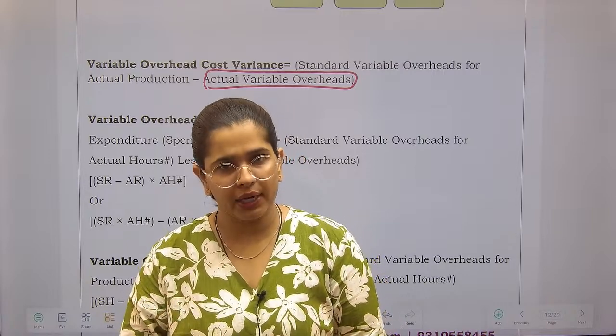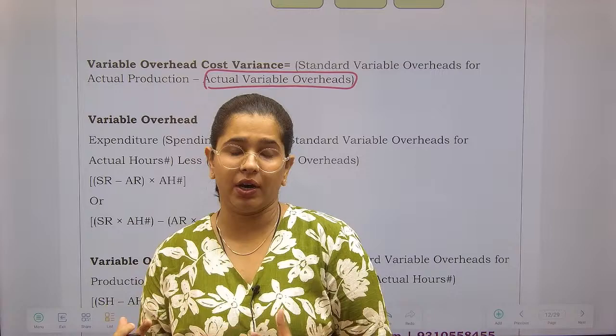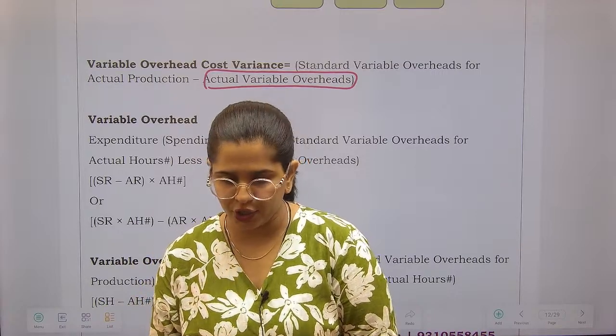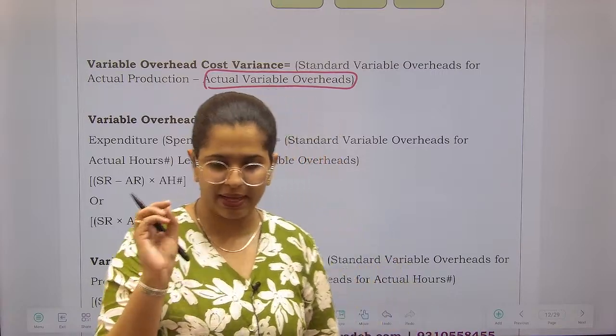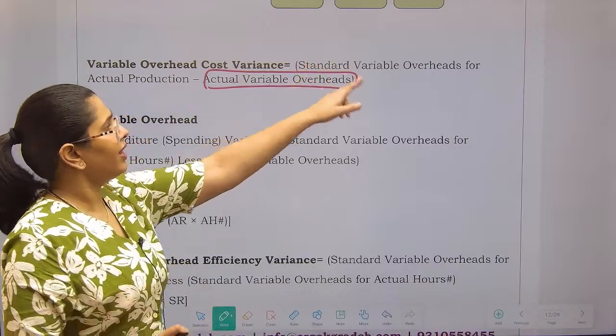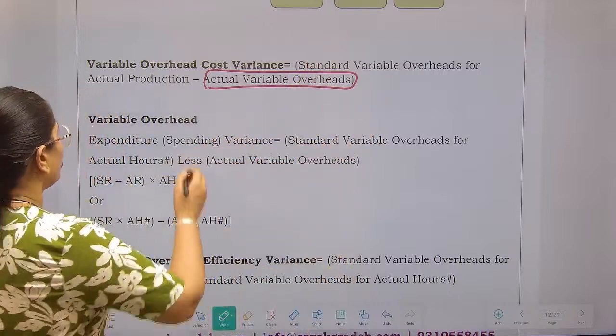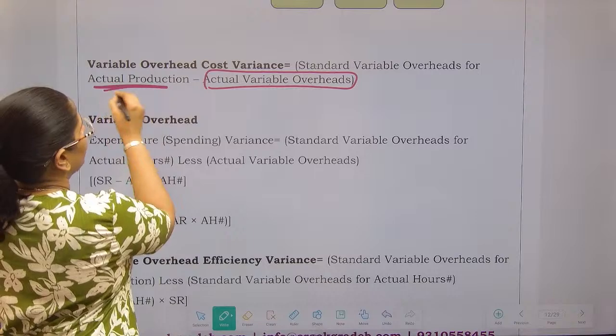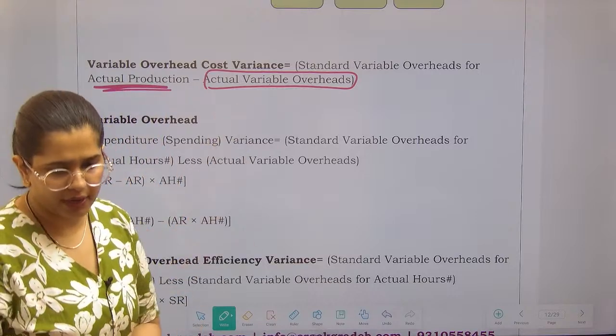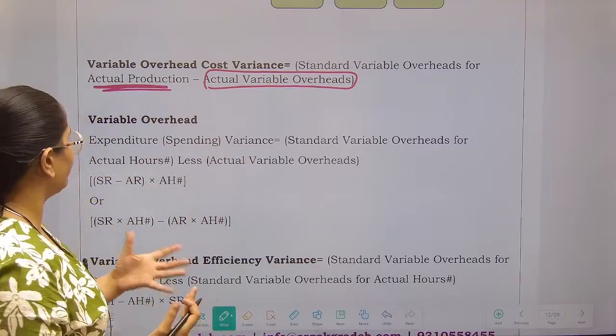What I am trying to put up, we will be doing it with the help of a question, right, later on. But for now, just keep this in mind: when you calculate the standard variable overhead, it should also be for the actual production. And the actual variable overhead is obviously going to be for the actual production.